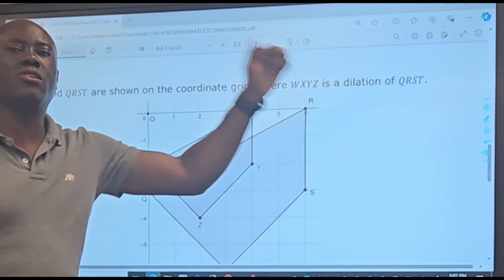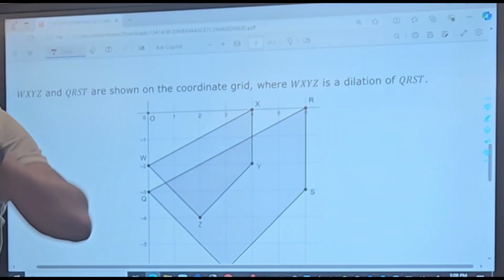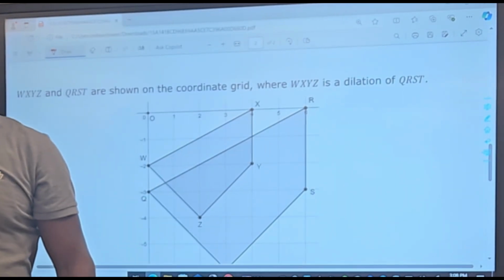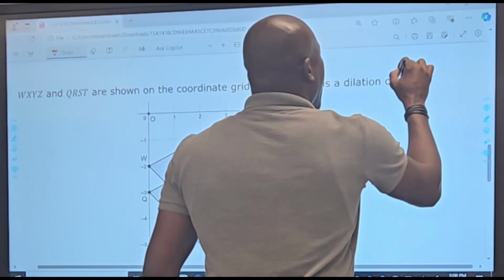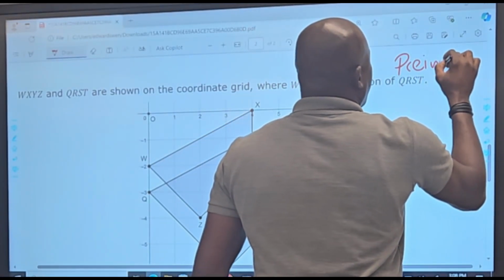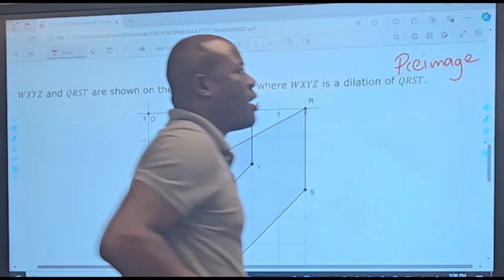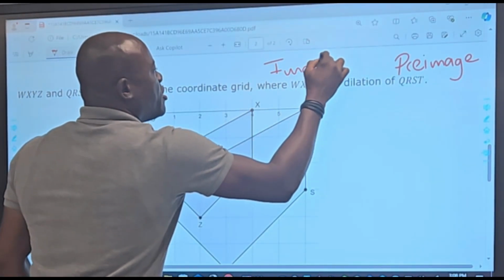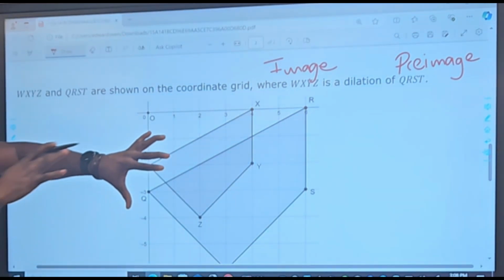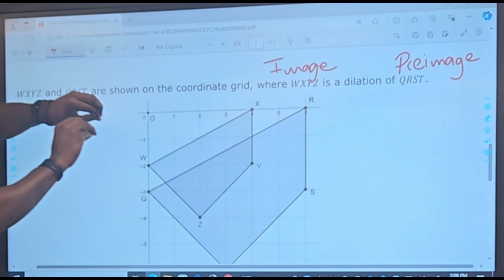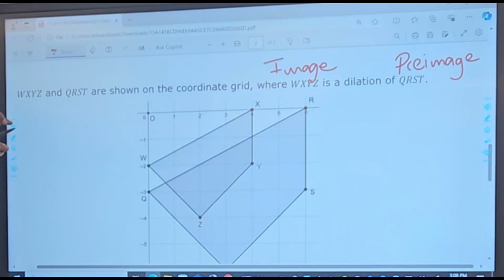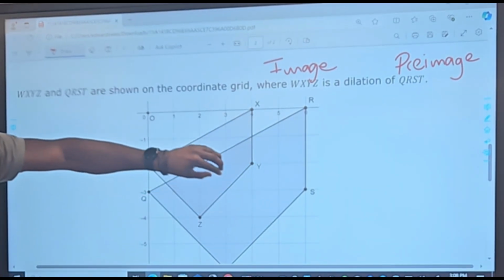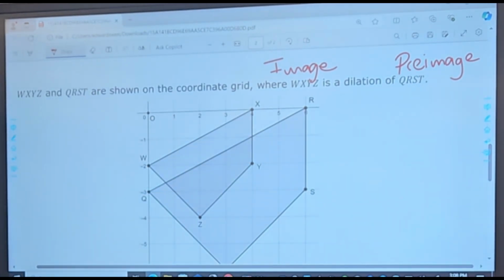WXYZ is a dilation of QRS. So QRS is the pre-image, based on the wording that we got. That means this one is our image. So in this case, we went from a bigger thing to a smaller thing. So we diminish. This dilation actually let the image get smaller than the pre-image this time.